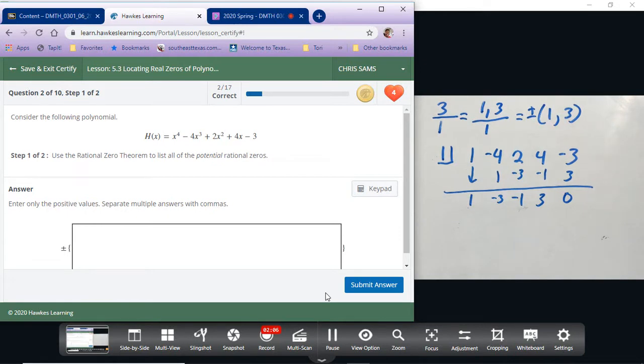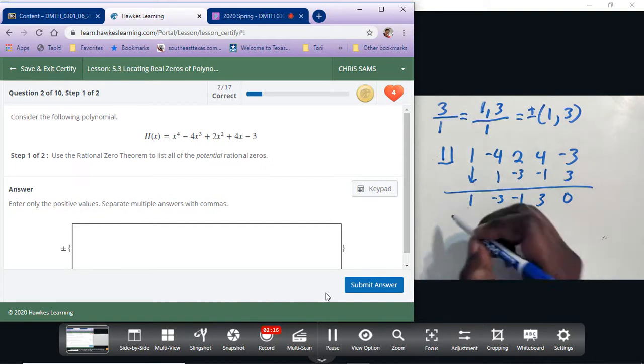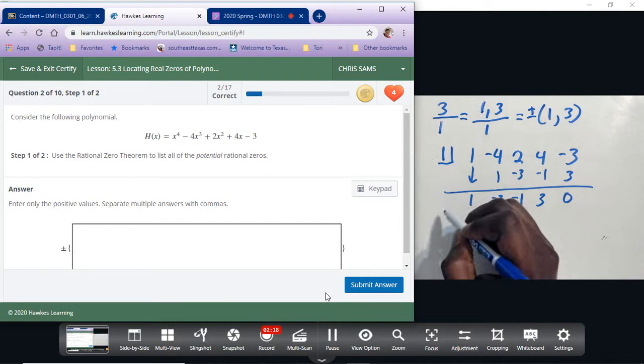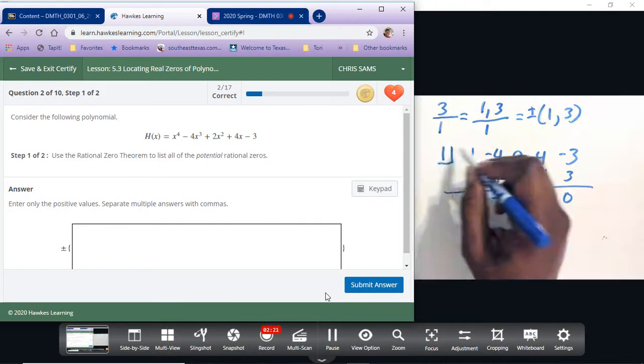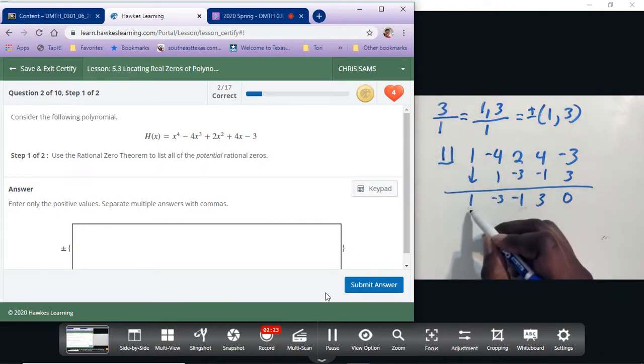Now, it doesn't say anything about repeats, but sometimes numbers can repeat. We're not sure if it does. Let's try 1 again, see if it's a double root. So once you figure out 1 is a 0, we have a new polynomial. There's a couple things that we can do.